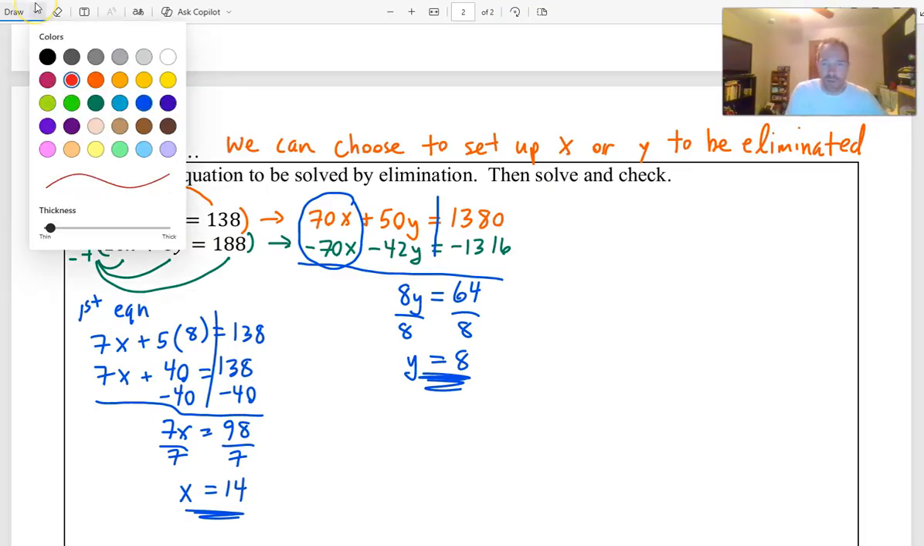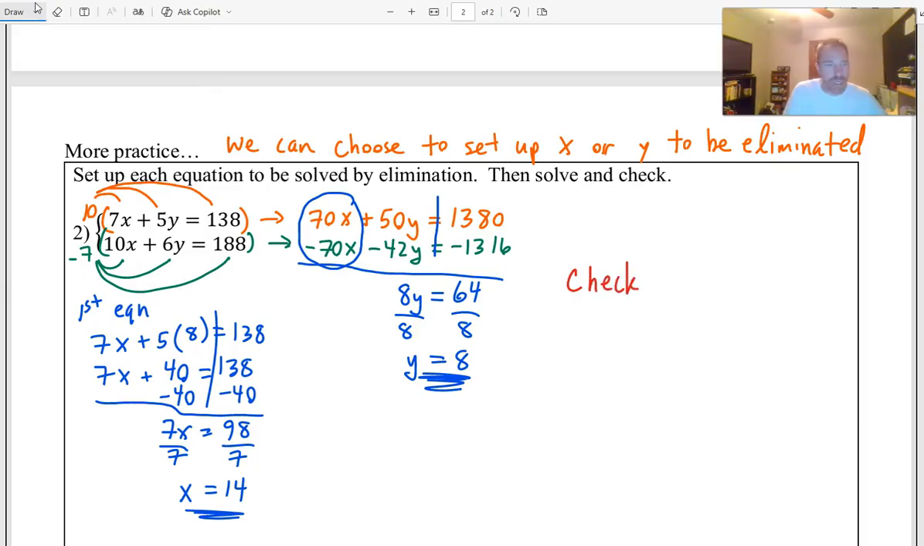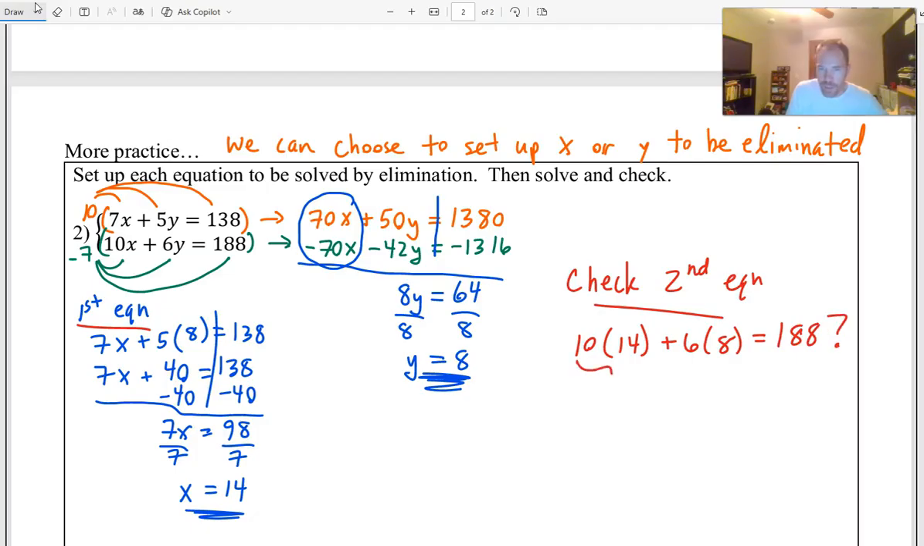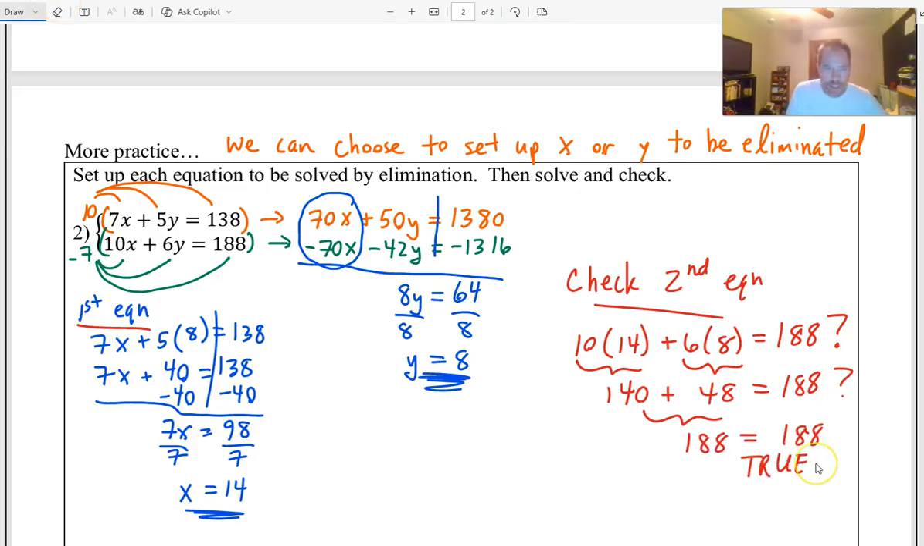So let's check the other equation. We used the first equation here, so I'm going to check the second equation. All right, so 10 times my x value, which is 14, plus 6 times, I believe the y value is 8, and that's supposed to equal 188. Is that true? Well, this is 140. This is 48. Yeah, that's looking good. 140 plus 48 equals 188. Put a question mark there, but yeah, 188 equals 188. That is true. So I like this. I like my work. I like my answers.